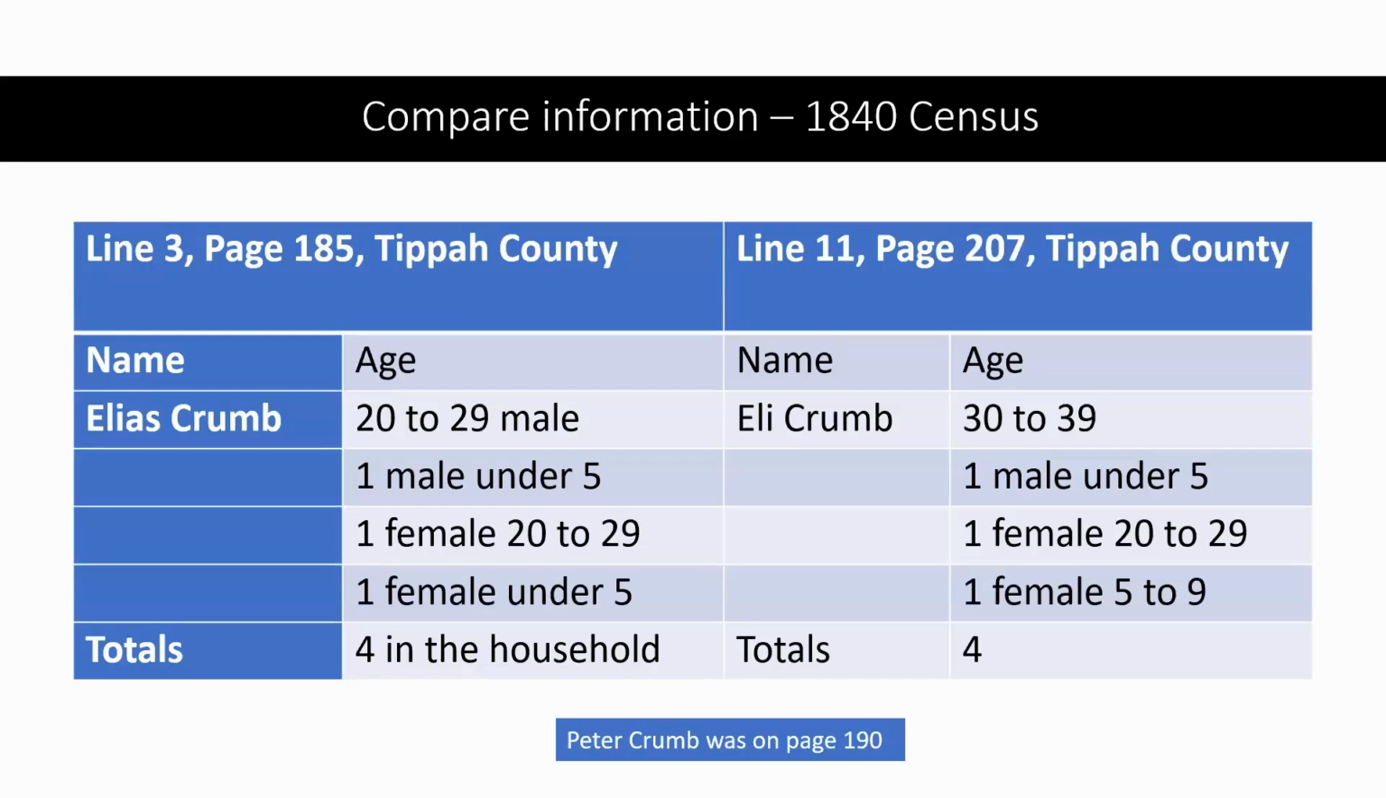He has a male under 5, a female 20 to 29, and a female 5 to 9. Very similar households of 4 people. And Peter Crum was on page 190. So he's 5 pages away from the one and 17 pages from the other. But this isn't really helping me yet figure out which one is the right individual.